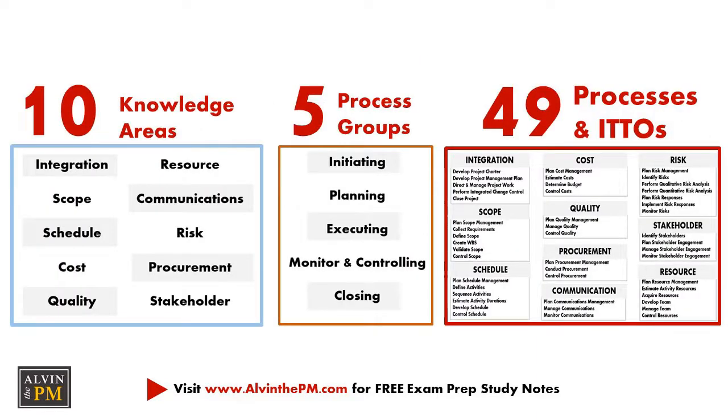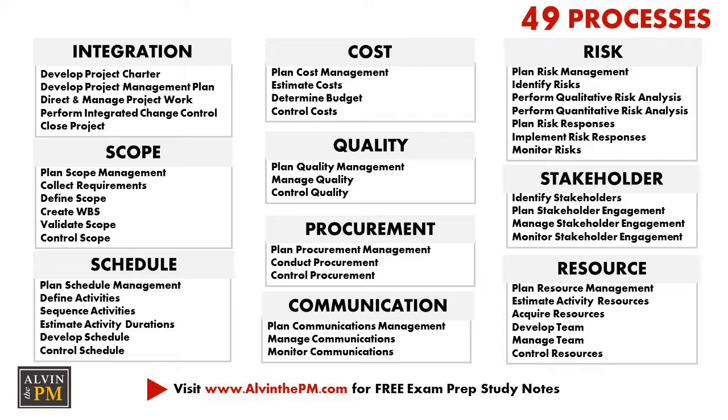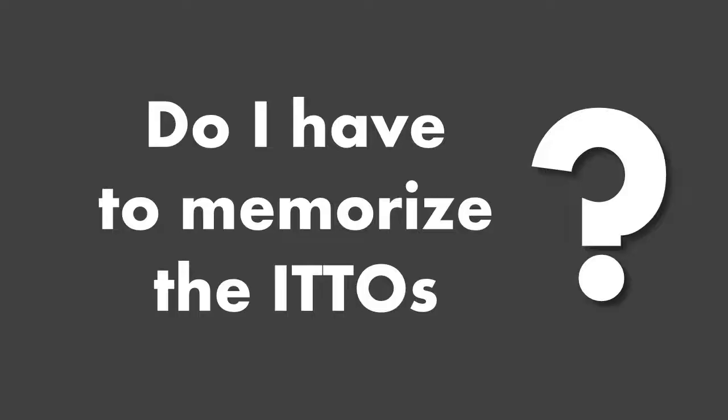So on the PMP and CAPM exam, per the 6th edition of the PMBOK guide, there are a total of 10 knowledge areas, 5 process groups, and 49 processes that we follow when we're leading and managing a project. Now it can feel very overwhelming having to understand what each process is. And the number one question that I'm always asked is, do I have to memorize each and every one of the ITTOs? And the answer is simple.